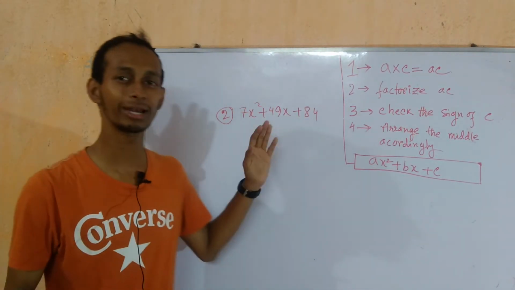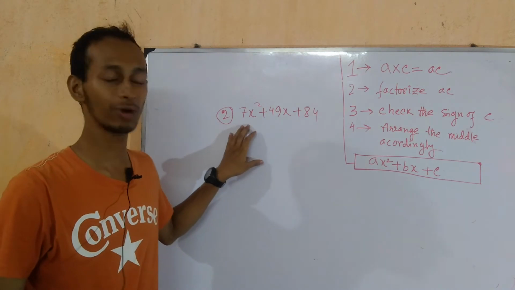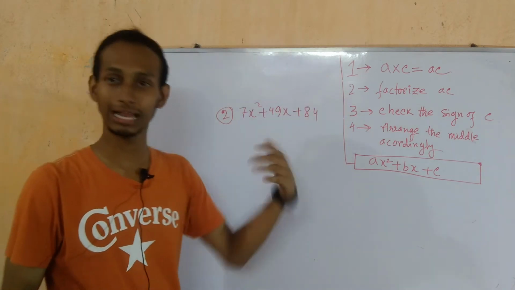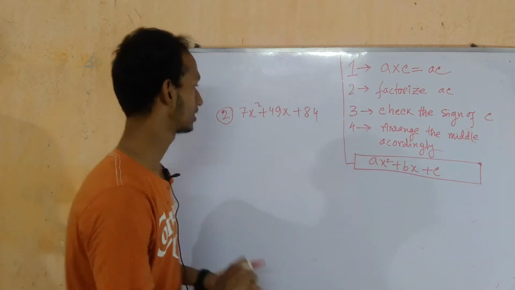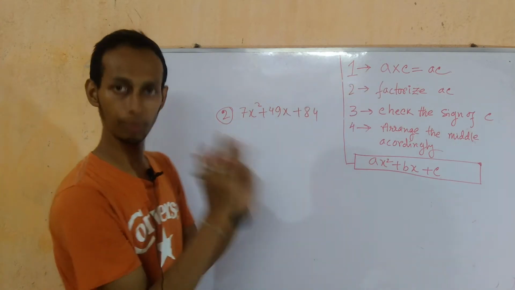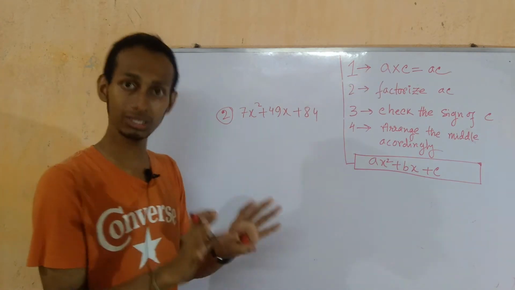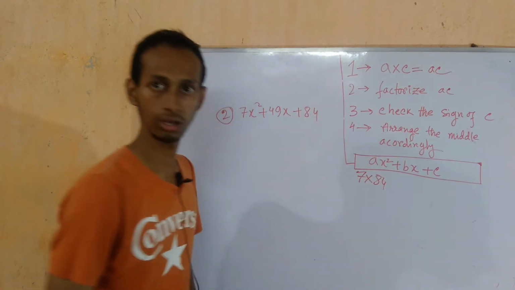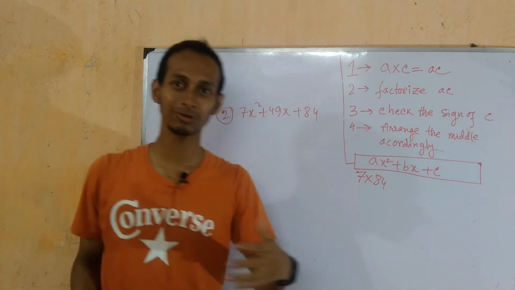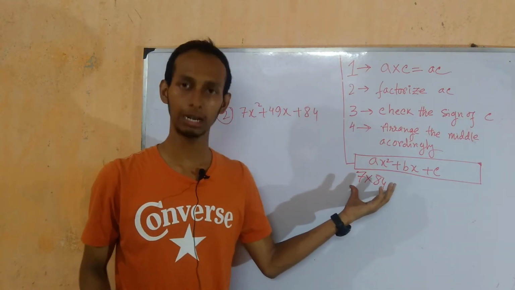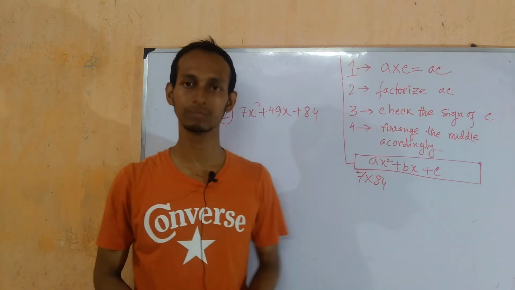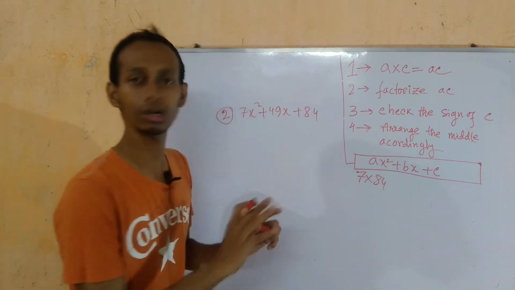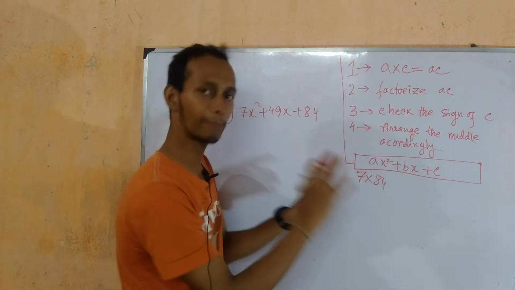So now this is our next sum. What is that? 7x square plus 49x plus 84. Now similarly we will do the same things. That means at the first step we multiply a and c without the sign. So we will multiply 7 and 84. Now I will go to the advanced steps. After multiplying, you don't need to actually multiply those two numbers, because as you know, in the second step you have to factorize again. So we will leave it in the multiplied form.